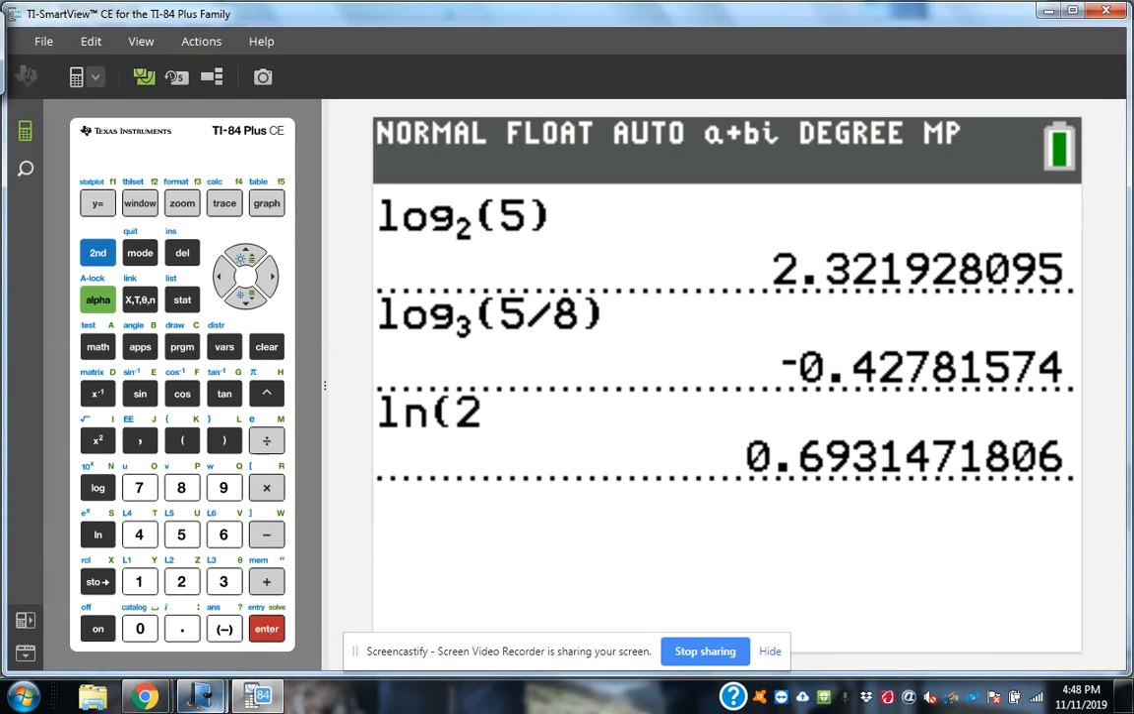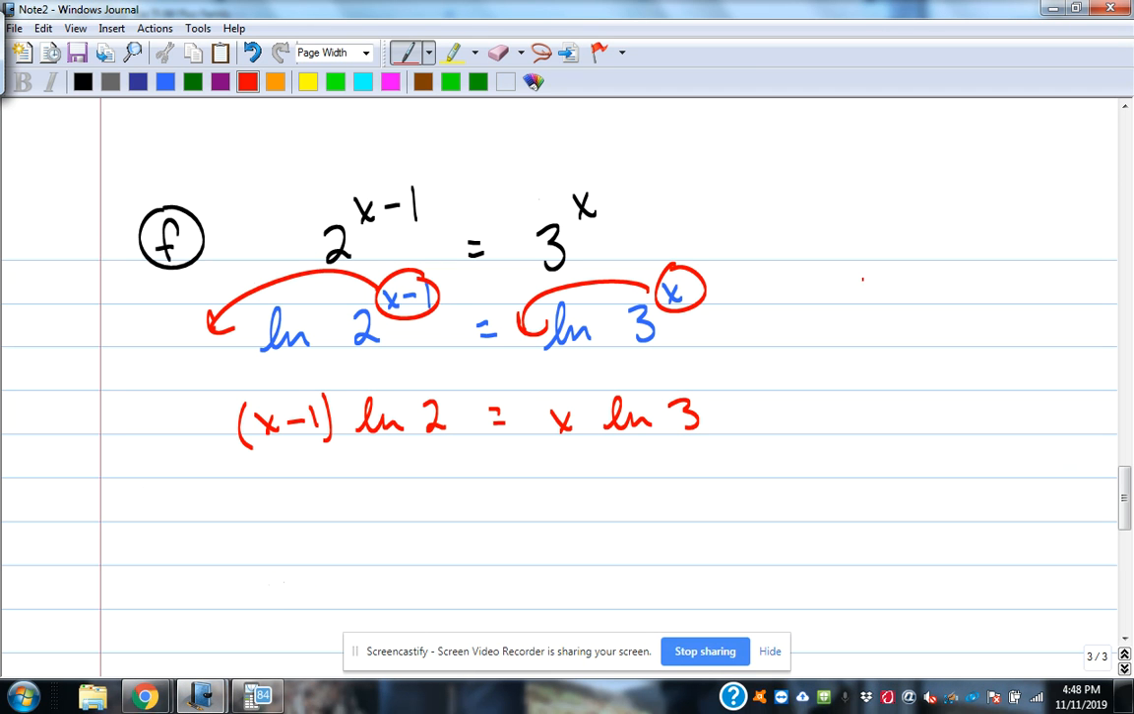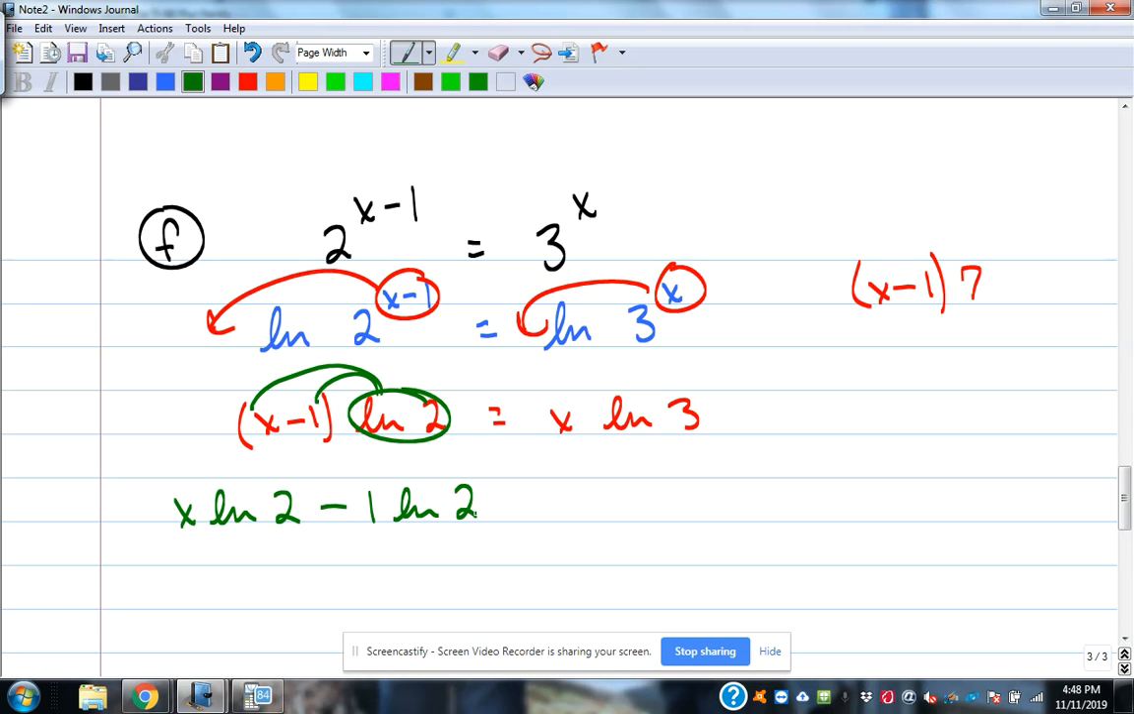Okay? So what we're going to do is if this were x minus 1 and it had a 7 right there, what would you do to that with that 7 and the x minus 1? Distribute. That's what we're going to do with the natural log of 2. We're going to distribute this stuff to both terms. So that's going to give us x natural log of 2 minus 1 natural log of 2. It's still equal to x natural log of 3. Natural logs are getting sloppier as we go.